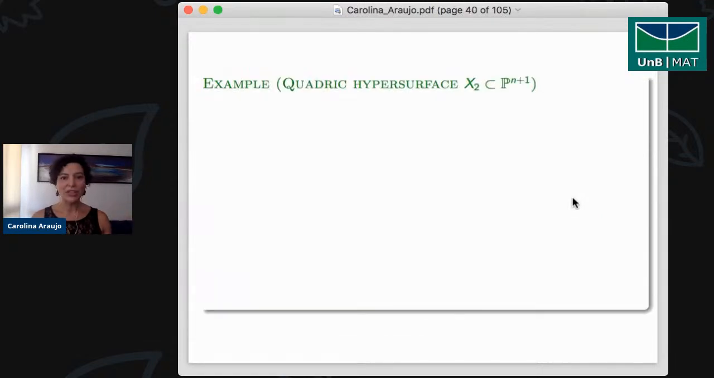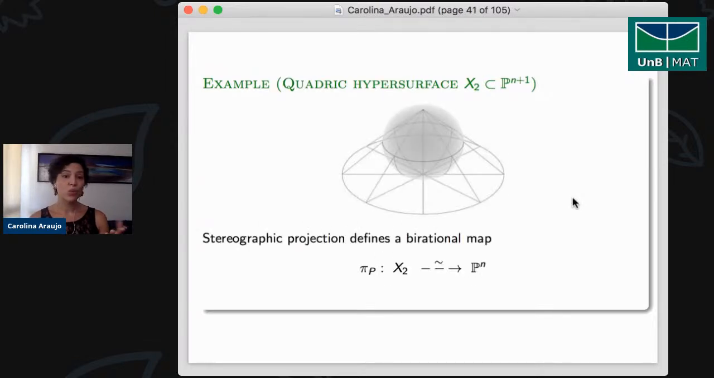And so let's look at quadratic hypersurfaces. A quadratic hypersurface is just a projective hypersurface in P^(n+1) that is defined by a homogeneous polynomial of degree 2. This is just like a hyperboloid that we are used to encountering. Now, in this case, it's very easy to construct a birational equivalence between the quadric and P^n. And this is just what we usually call the stereographic projection.